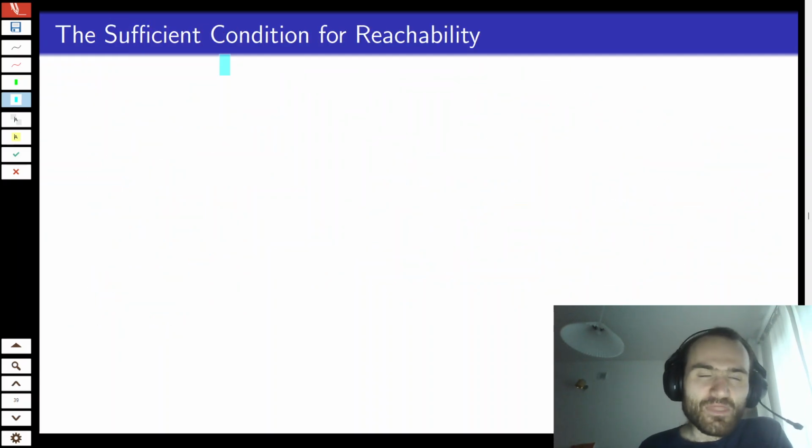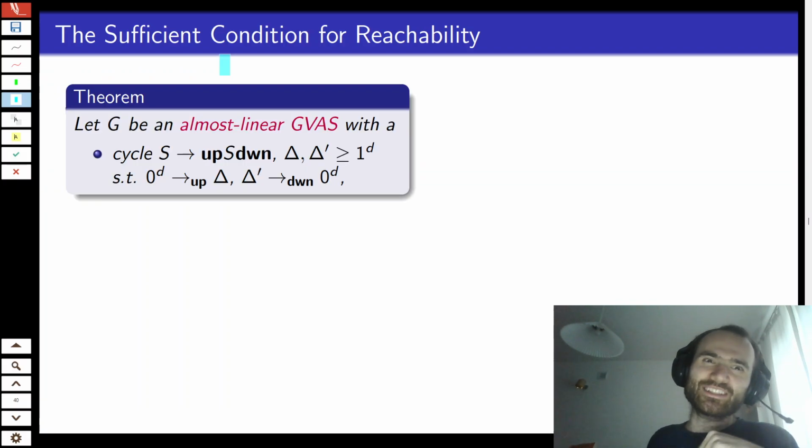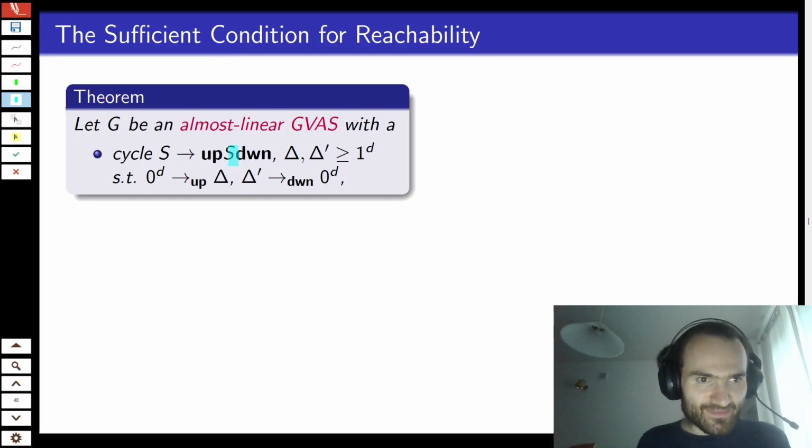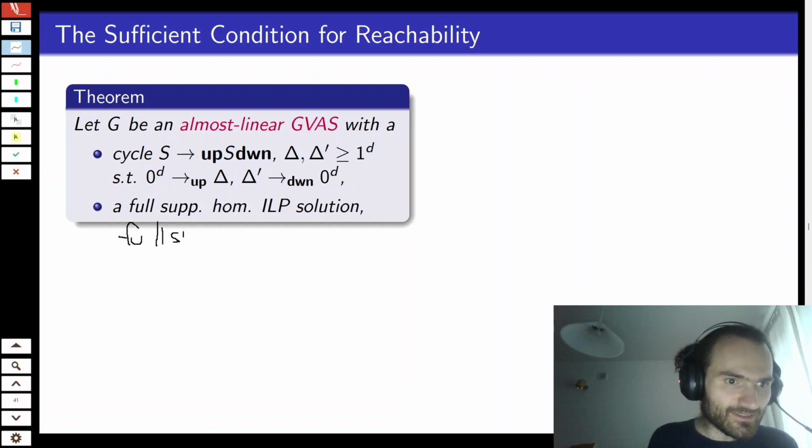Okay, good. So there's a sufficient condition for reachability. Well, now the correct one for the almost linear GVAS. So we take an almost linear GVAS, we assume it has a pumping cycle, and we assume that it has, so what's this abbreviation? This stands for full support homogeneous solution. And what is a full support homogeneous solution?